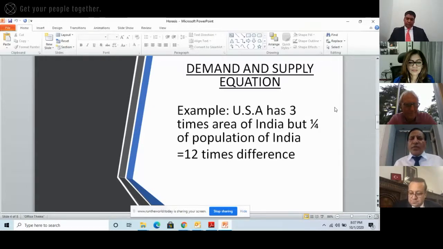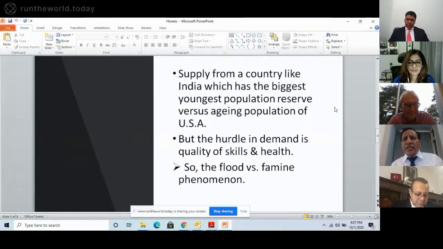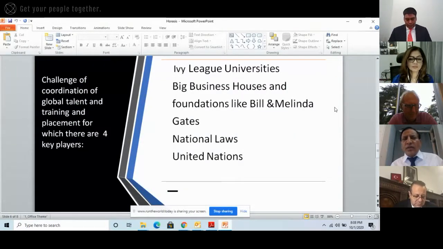The hurdle is quality. People with quality are welcome everywhere, but if the skills are not developed, then they are not welcome. To bridge this gap between demand and supply, India, for example, has the youngest population, with 67% below 40 years. But America is aging, China is aging, Japan is aging. To have the flow of these young people, it is important that they have the quality. For that purpose, there is a need for coordination at global level, what I call global talent training and placement. And that is possible if there is coordination at international level.